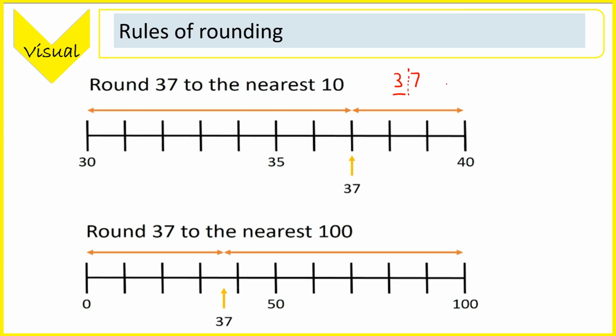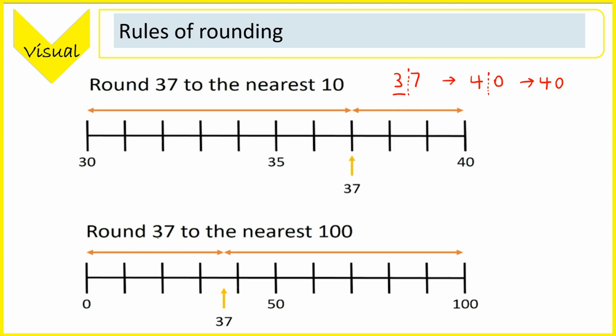In this case, 7 is greater than 5, so we would round the 3 up into a 4, and now every other number to the right side of that line becomes 0. So in this case, I get a final answer of 40. And as you can see from the visualization here, between 30 and 40, 37 is closer to 40 if you round to the nearest 10. So my answer is going to be 40.